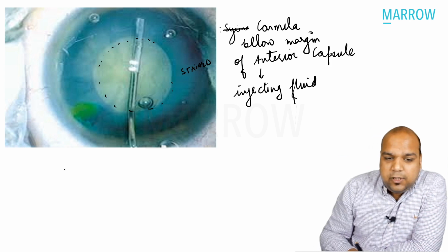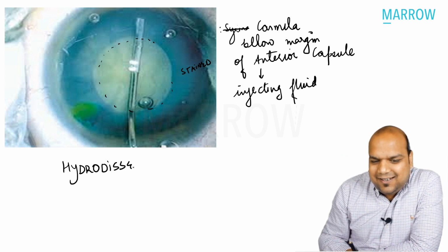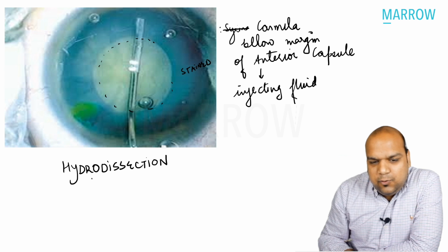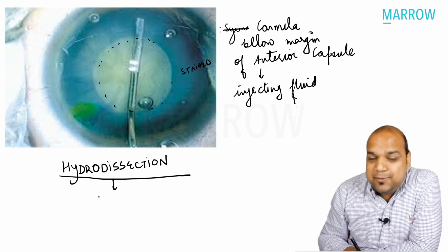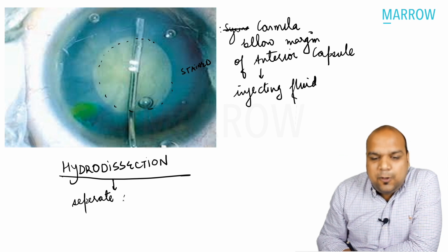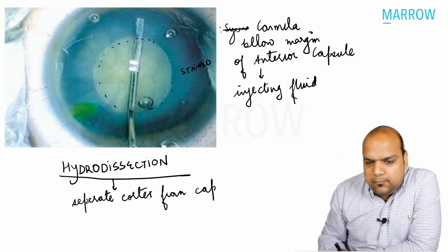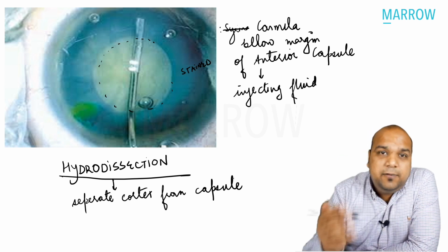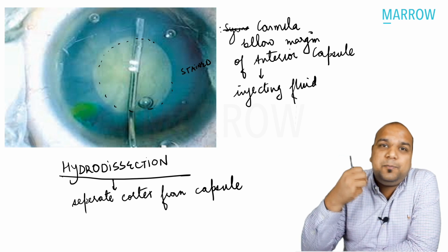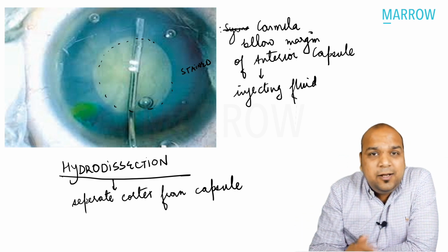So what are we doing, everybody? We are doing hydrodissection. What are we trying to do? Because we do not want to remove the capsule, we are trying to separate or dissect the cortex from the capsule, so that when we try to remove the cortex, the capsule does not get pulled out along with it, everybody. We need a bag to implant the intraocular lens.